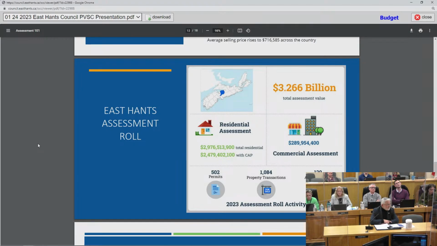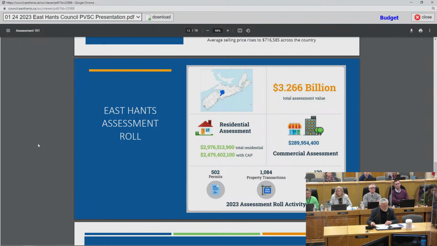So 2.97 billion total residential. If you count cap impact into that, so these are properties which are capped that have a taxable assessment that is lower than their assessed value. I'm going to talk about that a little bit more in a future slide, but residential assessment with cap, 2.47 billion. The commercial assessment roll in East Hants is $289 million this year, and there was a little bit of an increase there that actually outperformed the province as well.